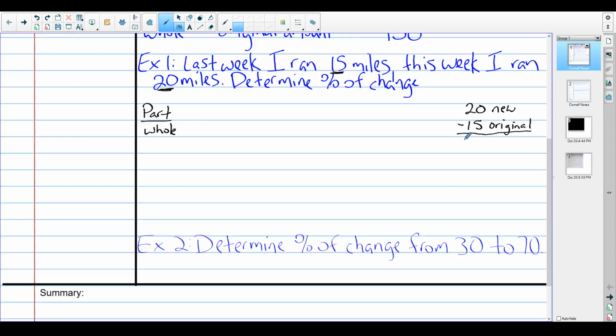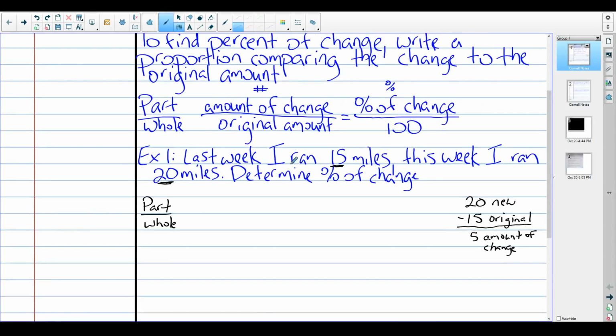And that gives us 5, which represents our amount of change. And we said the amount of change will always be our part. So we can put 5 on top. Our whole thing is the original amount, which was 15 last week, what we started with. And that's our ratio with our numbers. So if we notice, once we subtract, we never go back to this new number. It's not going to be part of our proportion. So it's always going to be how much it changed by compared to how much you started with.